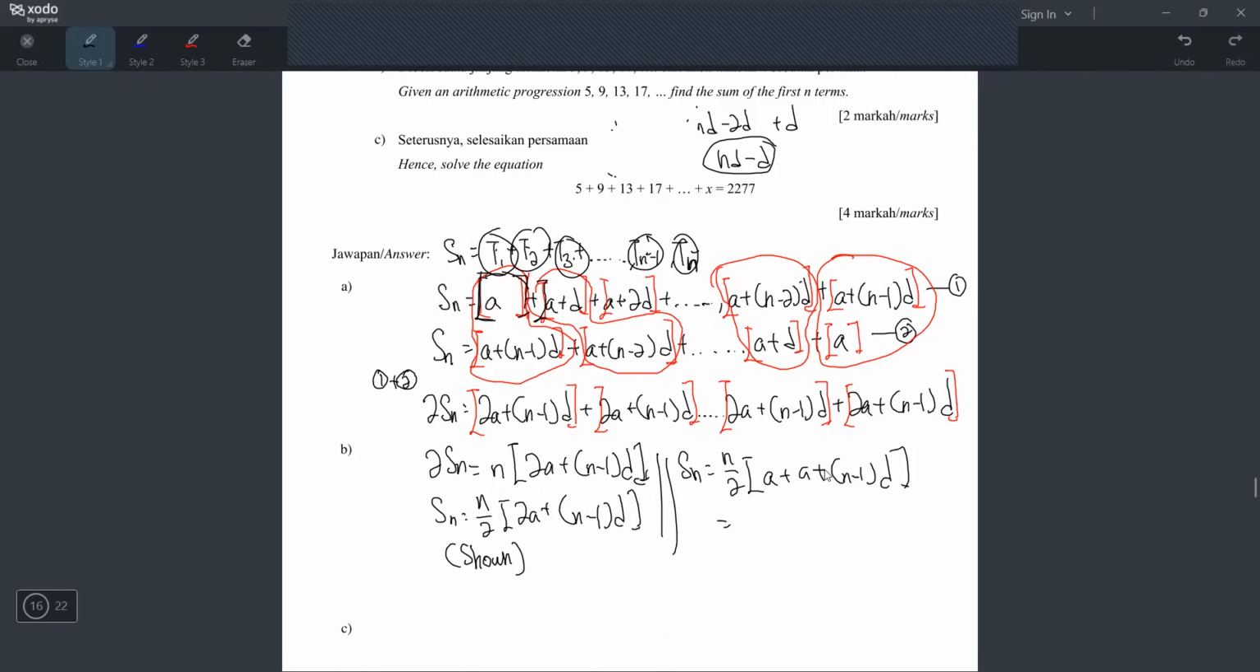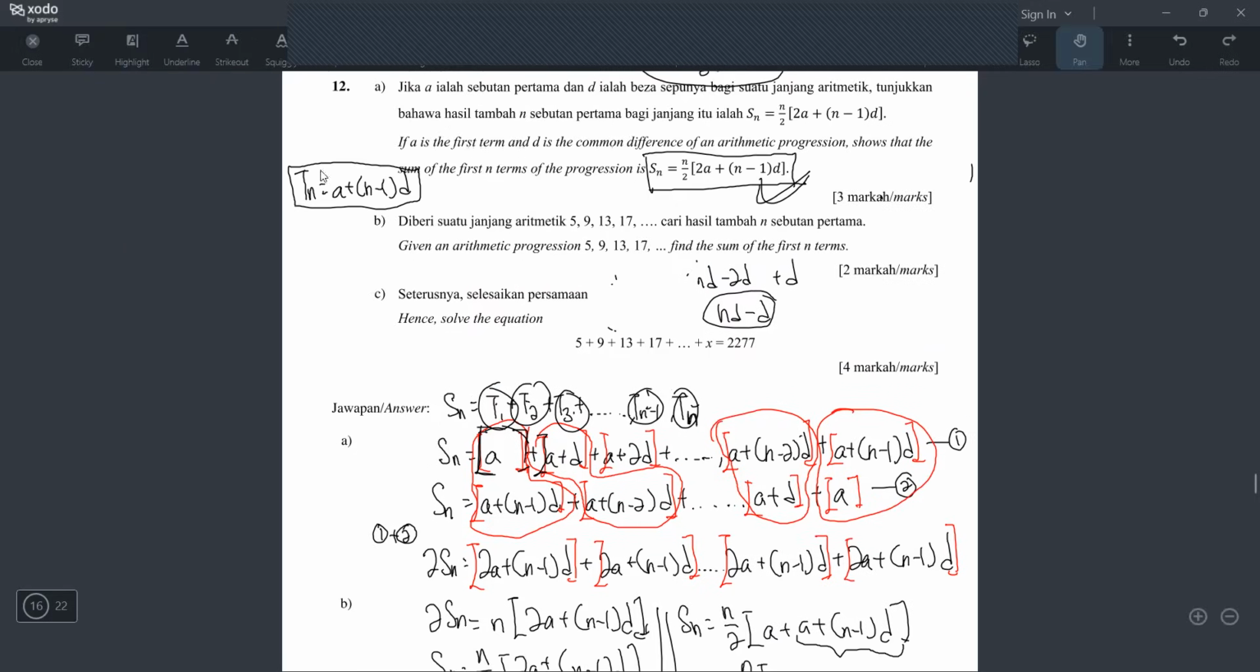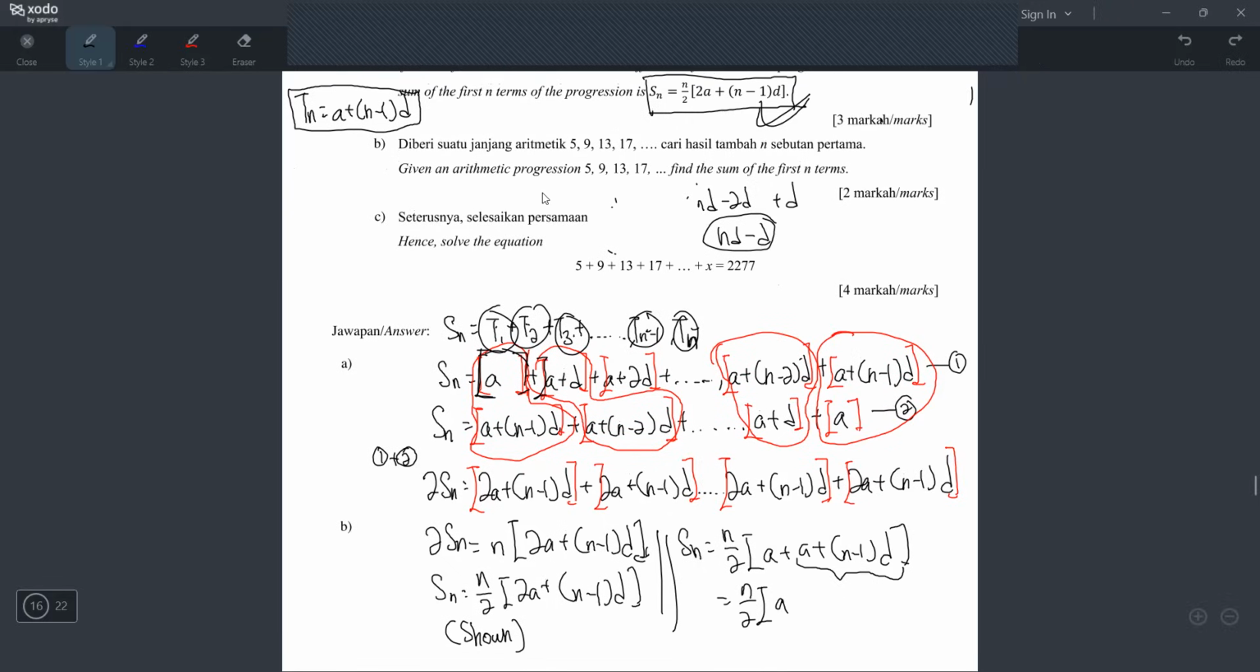And why do I want to write it differently? Because look at this: the a, I leave it. Look at this: a plus n minus 1 d. What is this? Isn't this the formula for Tn? So it's actually a plus Tn here. And guess what? Tn is the last term in your series. So you can just write l here. And don't forget to write that l is the last term.